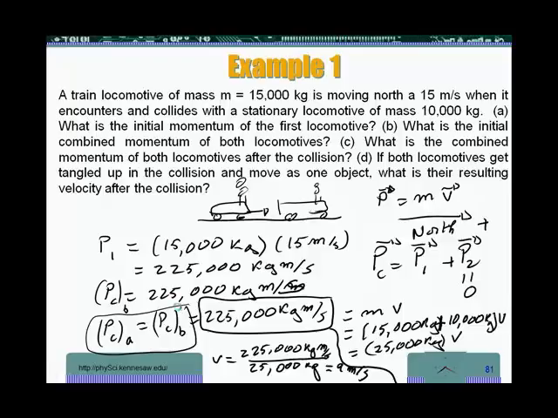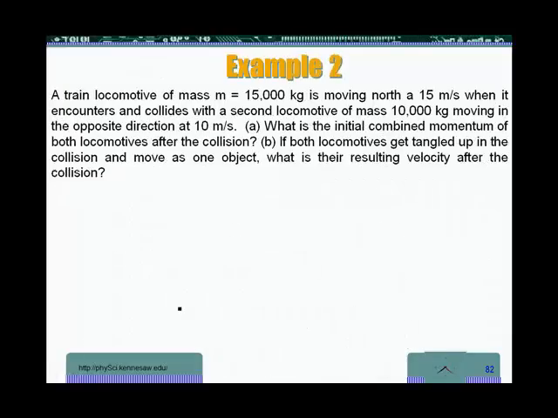Okay, let's work another variation of this problem. Now in this case, what we have is the same trains, the same locomotives. However, let me make the drawing here on top so we don't use as much space. So this one is moving in the forward direction at 15 meters per second and towards the north, and this one is moving south at 10 meters per second.